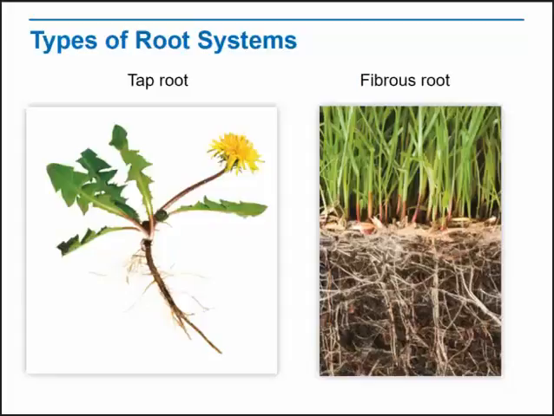In a taproot system, the primary root grows long and thick and gives rise to smaller branch roots. In a fibrous root system, no single root grows larger than the rest. These differences result from the activity of the primary root. In a taproot, the primary root grows more vigorously than branch roots. In fibrous roots, the system begins with one primary root, which is soon replaced by many equally sized branch roots that grow separately from the base of the stem. Taproots are more common in dicots, while fibrous roots are more common in monocots.